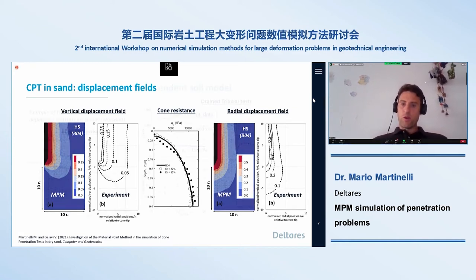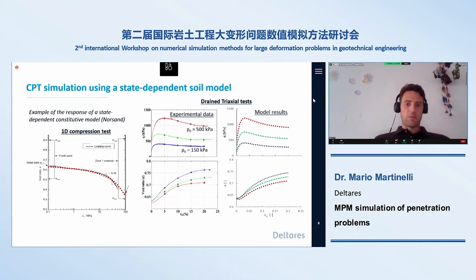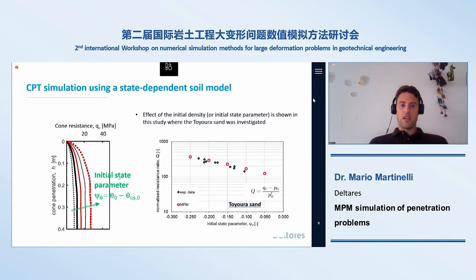So we also move to the description of the modeling of a CPT using a state parameter model. You see here some standard lab tests like drained triaxial tests and also oedometer tests. You see the same model with the same set of parameters can describe multiple densities with a unique set of parameters. In this case, we use the constitutive model called NorSand, and then we applied the CPT modeling with the unique set of parameters to the description of the sand at different initial state values, or initial relative density, basically.